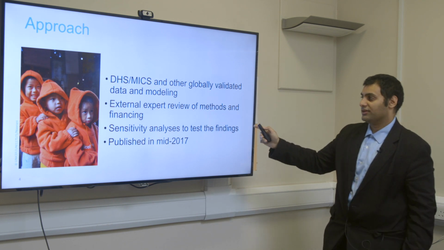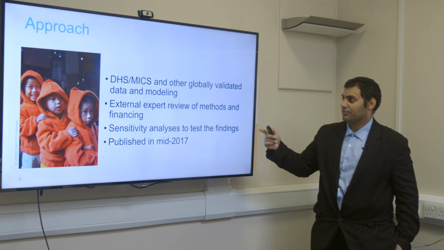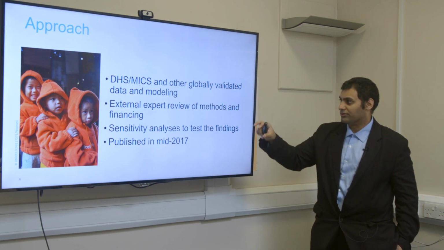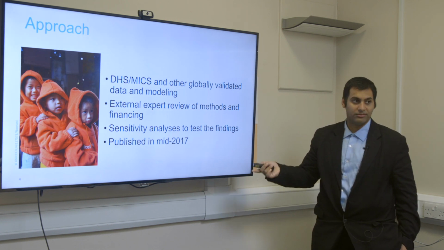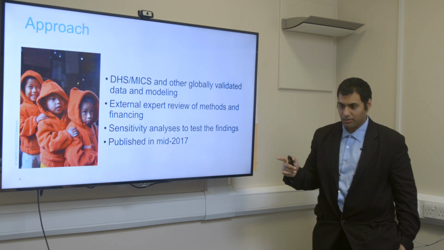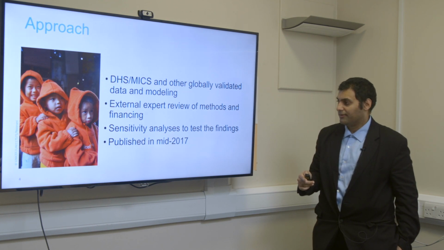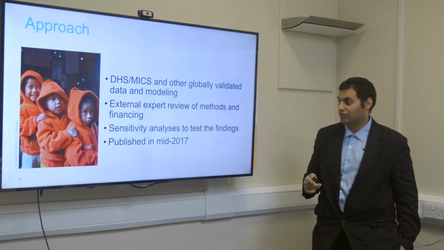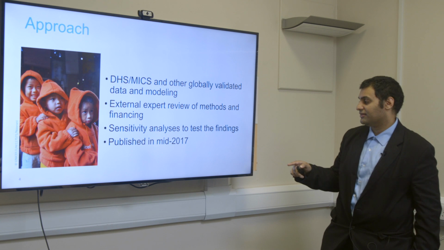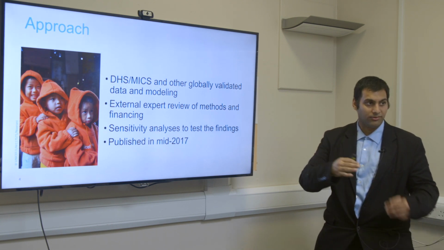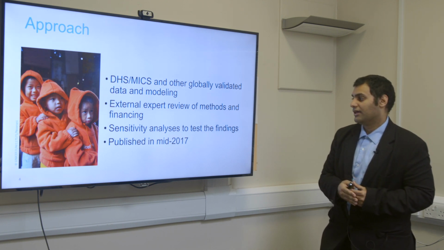The main sources of data that were used are the DHS and mixed household surveys and other globally validated data, and modeling as well to contribute to the analysis. They conducted an external expert review of the methods and financing, and this was through a number of organizations, even from Johns Hopkins and Avenir, ABT again, and WHO. Several other NGOs were involved in the external review. And then a sensitivity analysis was conducted to test the analysis and ensure that the analysis was robust in its findings.